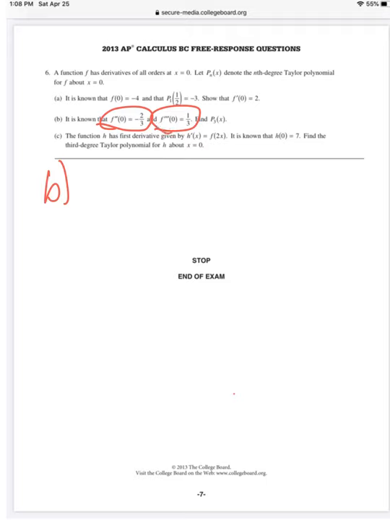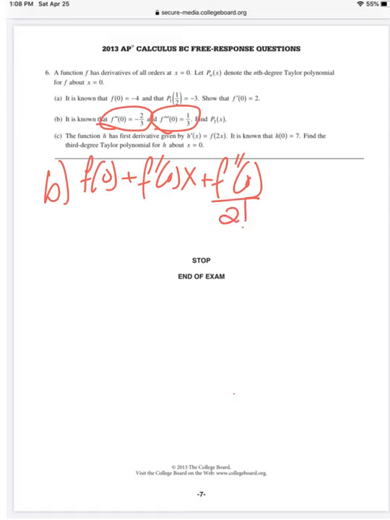So I'm using now what I had written before. Remember that this is f of 0 plus the first derivative at 0 times x plus the second derivative at 0 over 2 factorial times x squared plus the third derivative at 0 over 3 factorial times x cubed. I'm stopping here. Why am I stopping here? Because it said p sub 3, right? That means it's a third degree, so I have to go all the way to the third derivative.